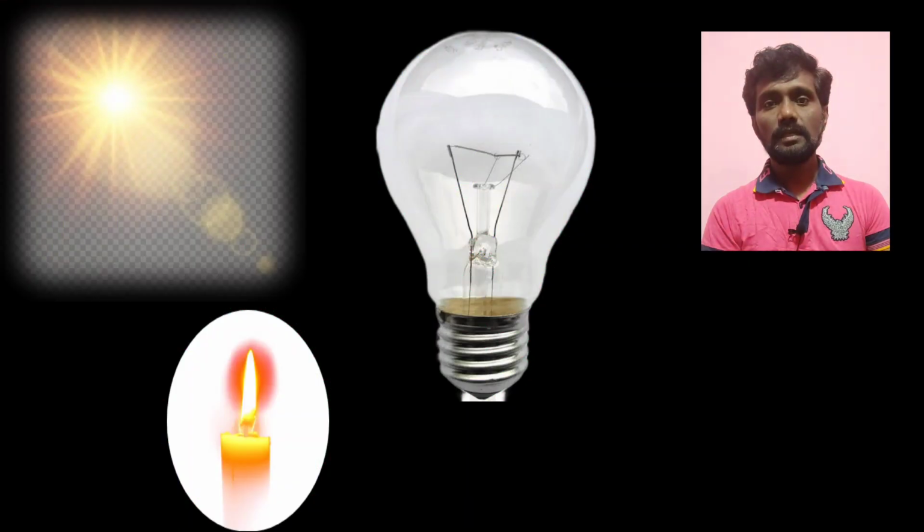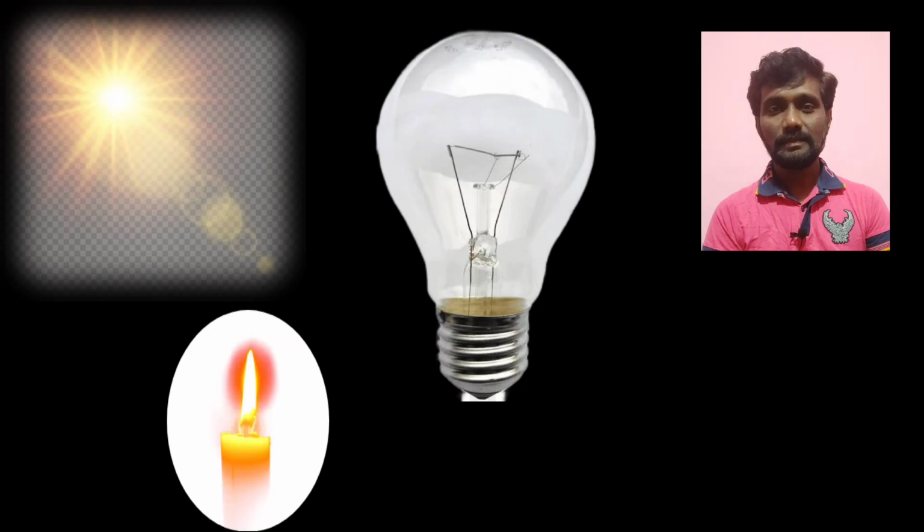We need light to see the world around us. It makes things visible to us. Light is a form of energy that helps us to see objects. For an object to be visible, light from a source has to fall on it, bounce back from its surface and then enter our eyes.